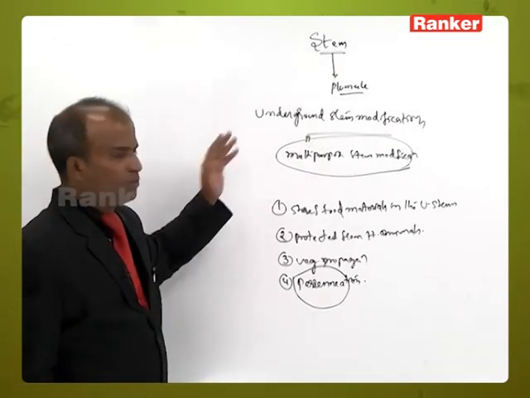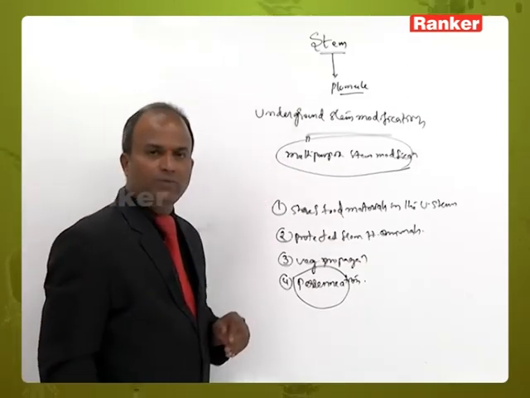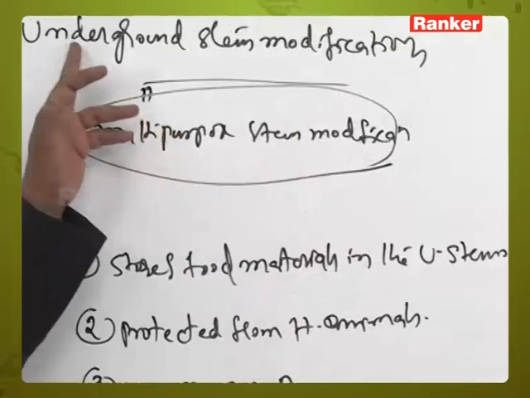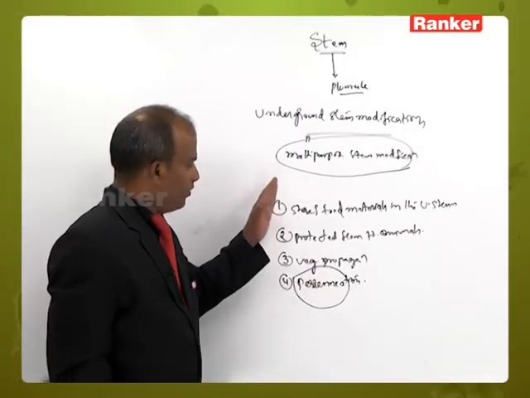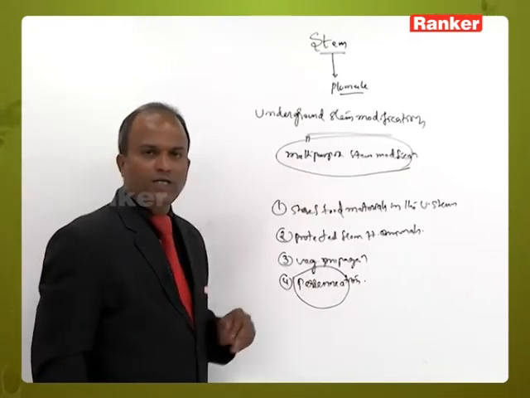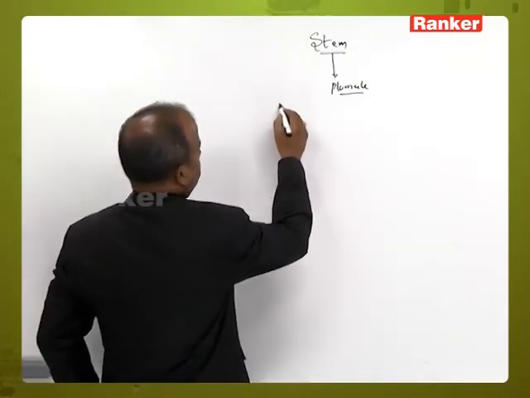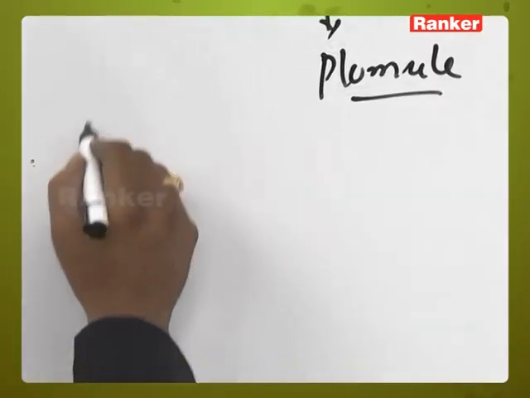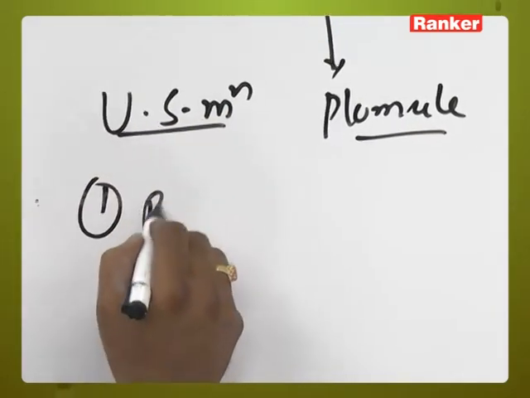So this is about underground stems, which are multi-purpose stem modifications. Why? Because these underground stems are useful in many ways, like these four characters. So it is called multi-purpose stem modification. Of these underground stem modifications, one is the rhizome.